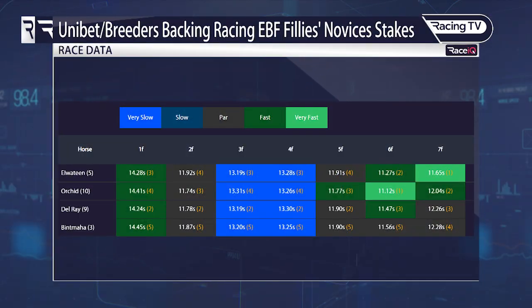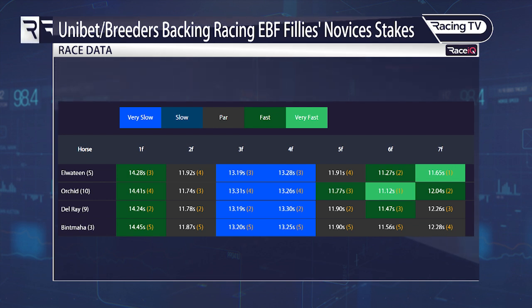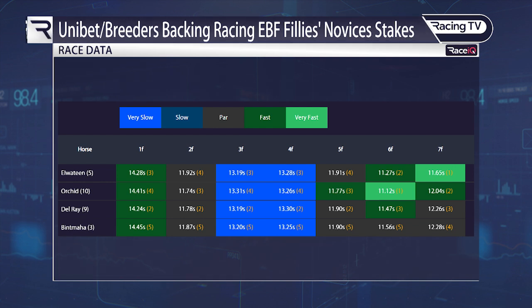So we can have a look at the data, and these are the pass sectionals. You can see the first furlong, green for every single horse. They were fast in the first furlong, steadied a little bit to be par through the second. Then that's where they took a pull. Look, they went from 11.92 for Elwateen to a 13.19 and a 13.28. They steadied round the bend. Then they started to pick up again.